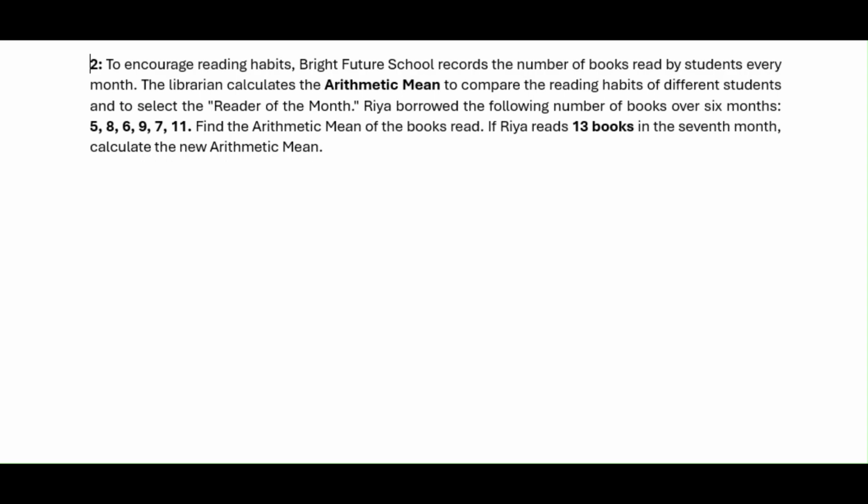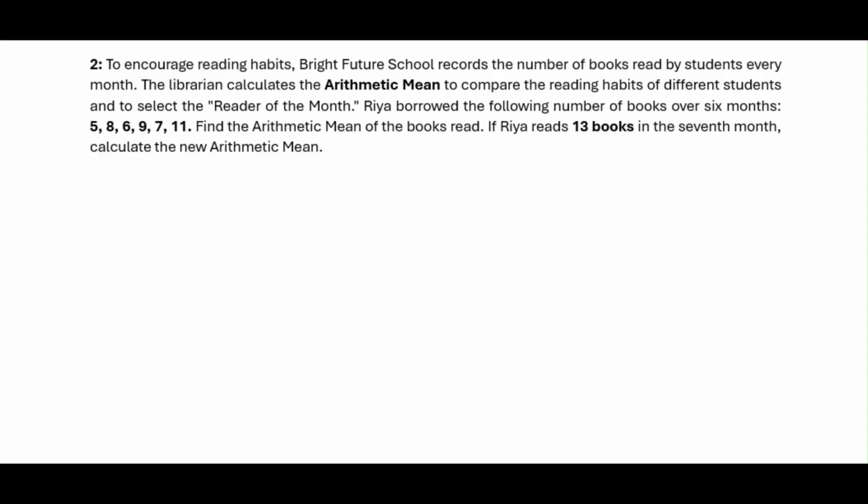Ria borrowed the following number of books over 6 months: 5, 8, 6, 9, 7, and 11. Find the arithmetic mean of the books read. If Ria reads 13 books in the 7th month, calculate the new mean also.